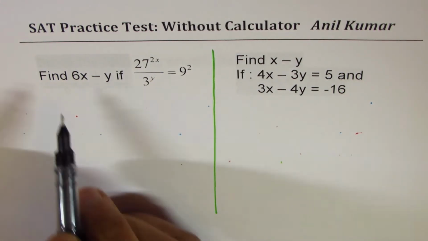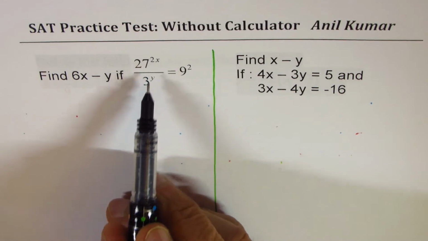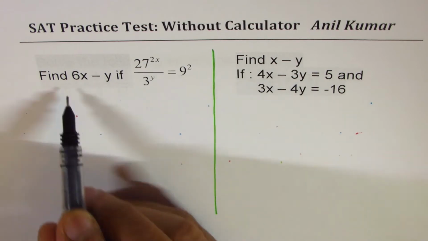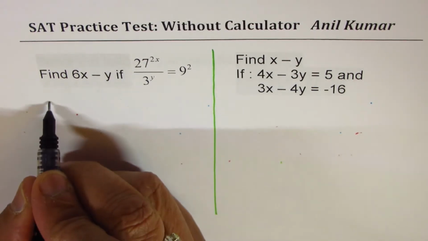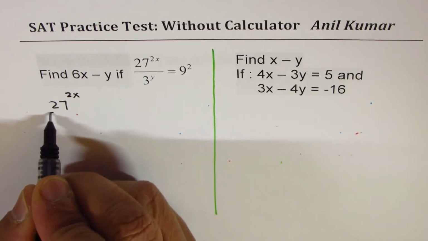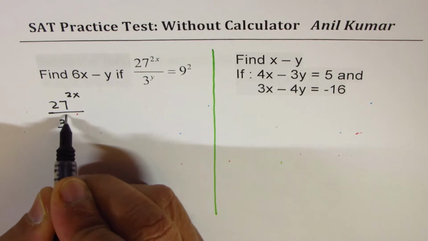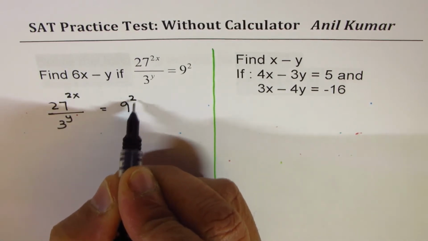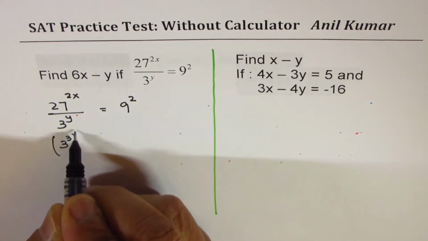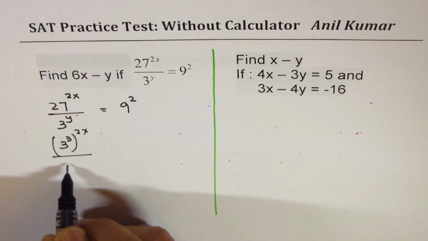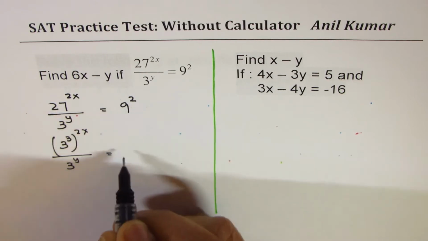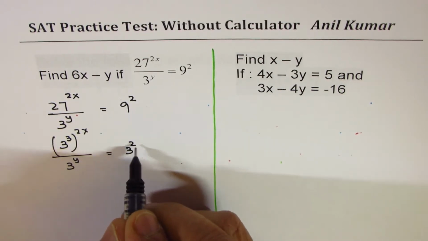Now in such questions, you don't really have to solve for x and y, right? You have to solve for an expression. Now let's see how to solve. So 27 could be written as 3 to the power of something, which is 3 cubed. So we'll rewrite the left side and the right side as powers of 3. So 27 we could write as 3 to the power of 3 and then to the power of 2x. In the denominator we already have 3 to the power of y. Okay, and here 9 could be written as 3 to the power of 2 whole squared.